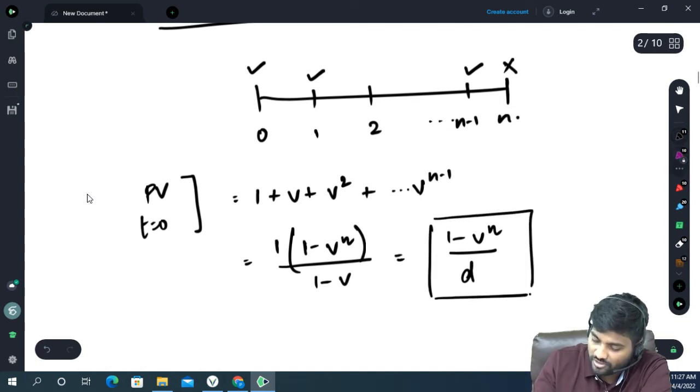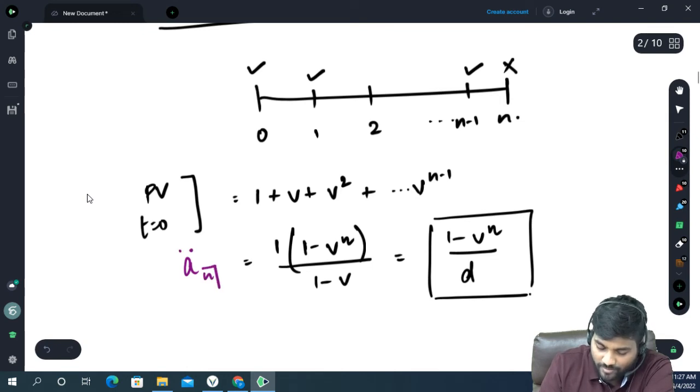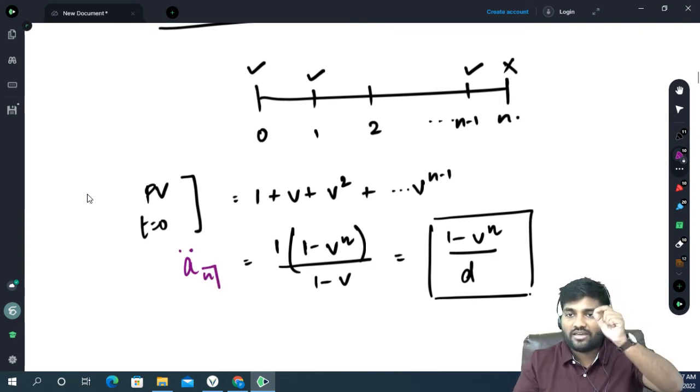And the notation for this is A due N. Above A there are two dots.